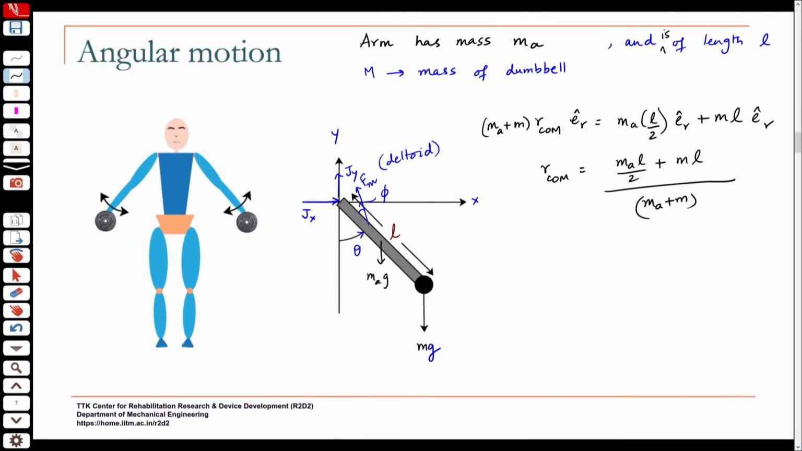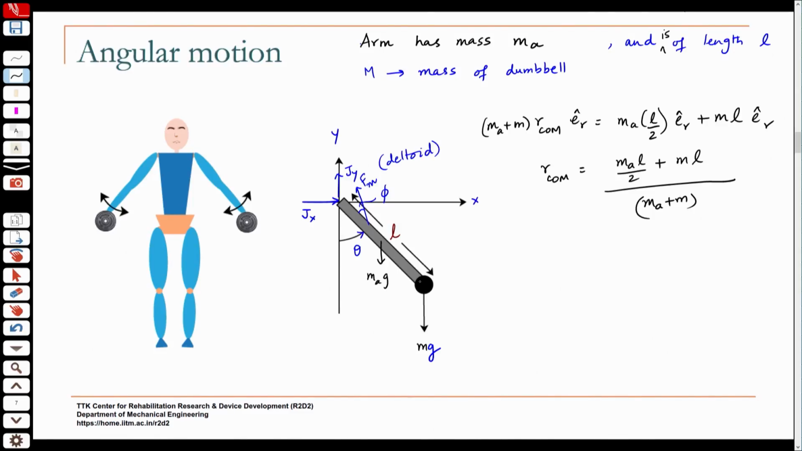So, when you apply Newton's laws, when you say sigma f equal to m a, the acceleration is for the center of mass of the system. Inertia also you would have to calculate.